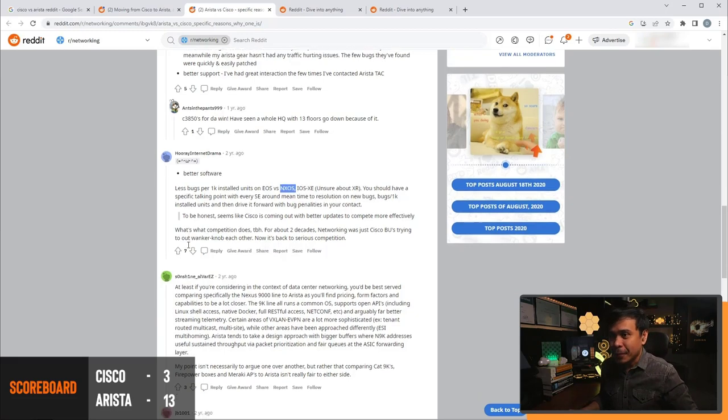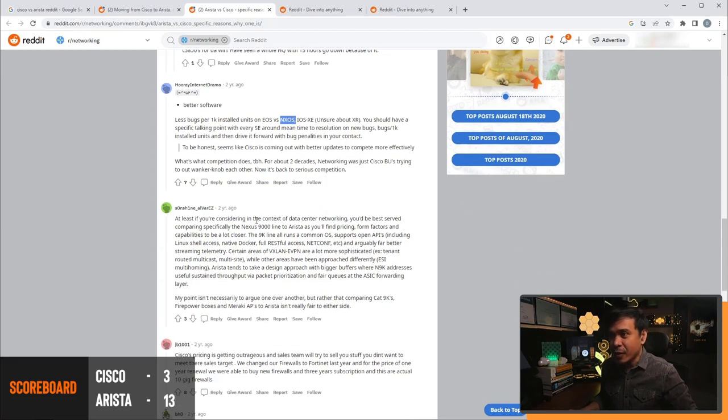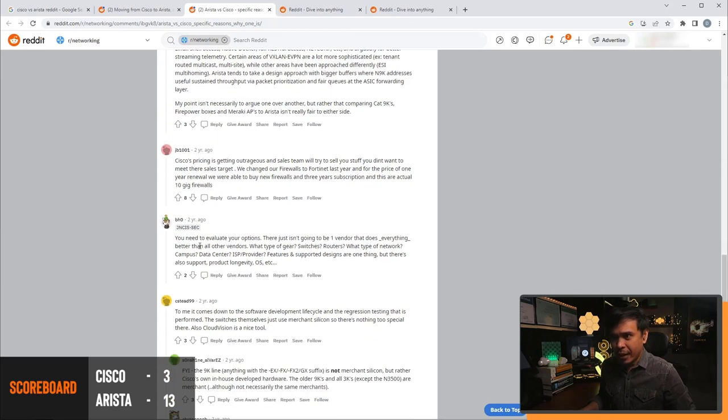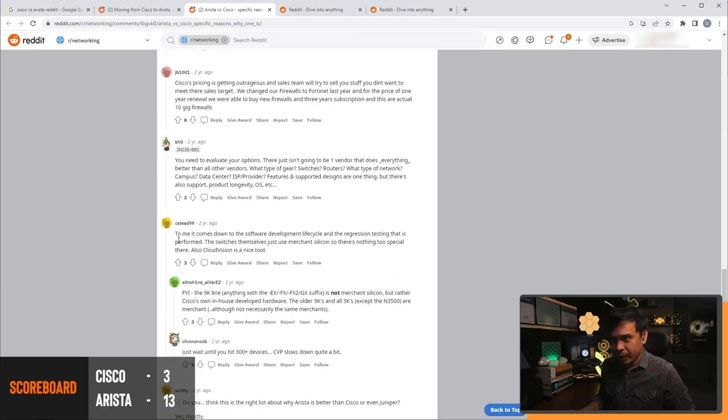All right, next. At least if you're considering the context of data center networking, you'd be best served comparing specifically Nexus 9K to Arista. Of course, this is what we talked about before. Cisco is so huge and they have many different product lines. What we want to compare is Arista switches versus Nexus, specifically Nexus 9K. Cisco's pricing is getting outrageous. Okay, what else? You need to evaluate your options. Okay, we'll skip that.